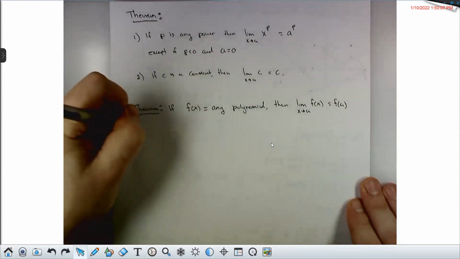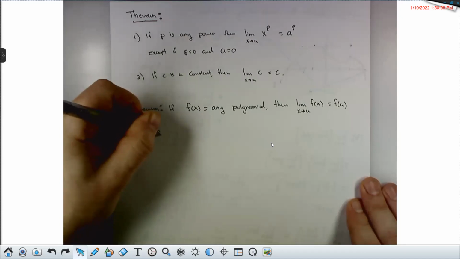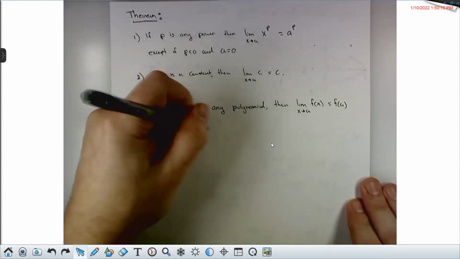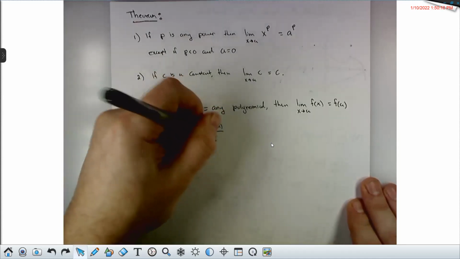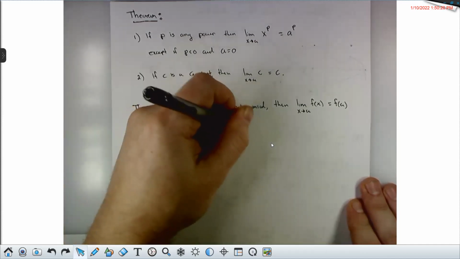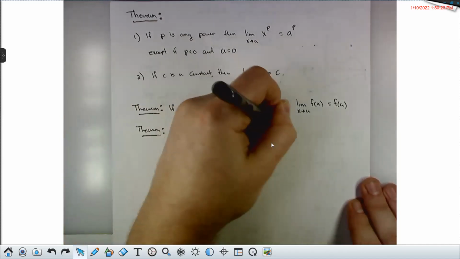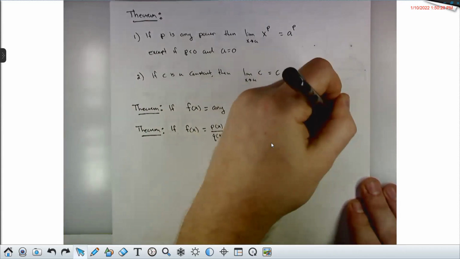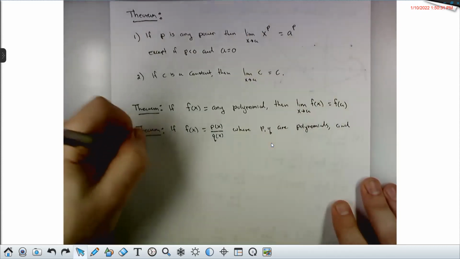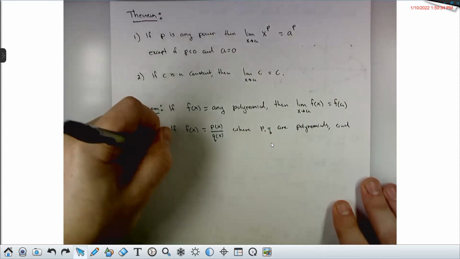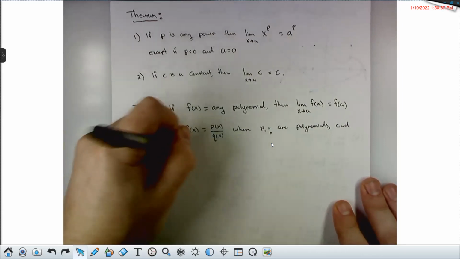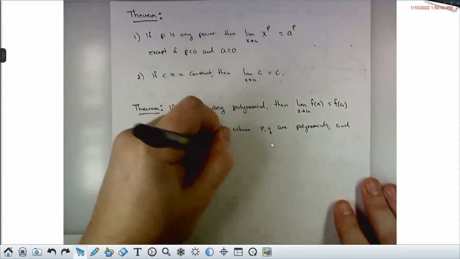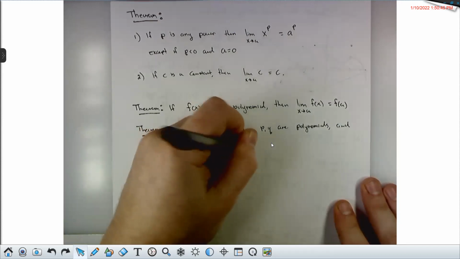We could also say if f of x is a rational function, p of x over q of x, where p and q are polynomials, and q of a is non-zero, then the limit as x approaches a of f of x, again, is what you get just by plugging in.